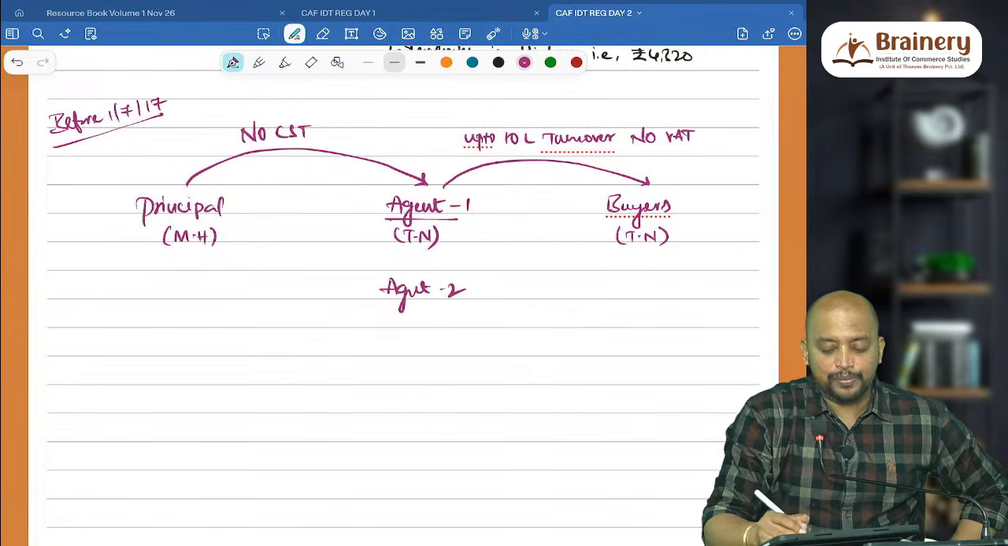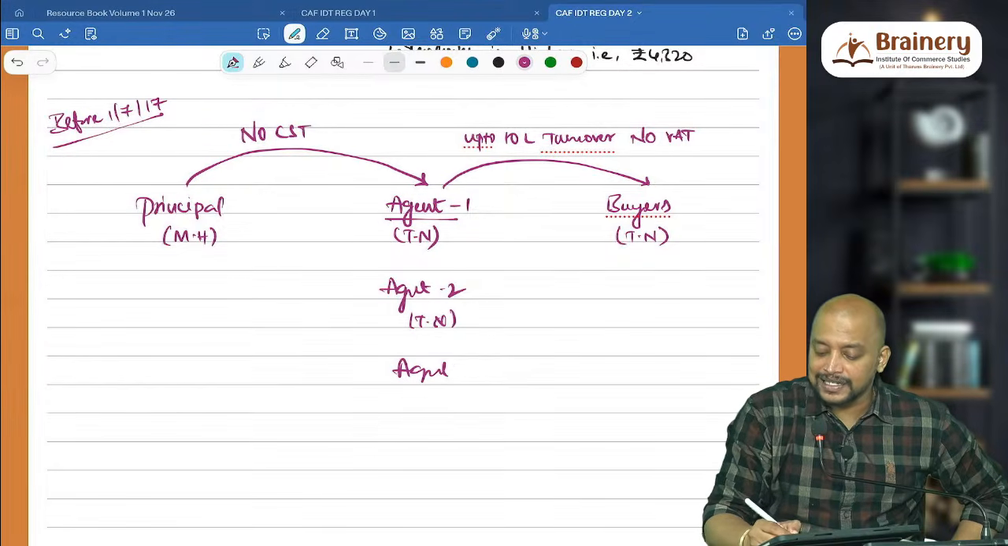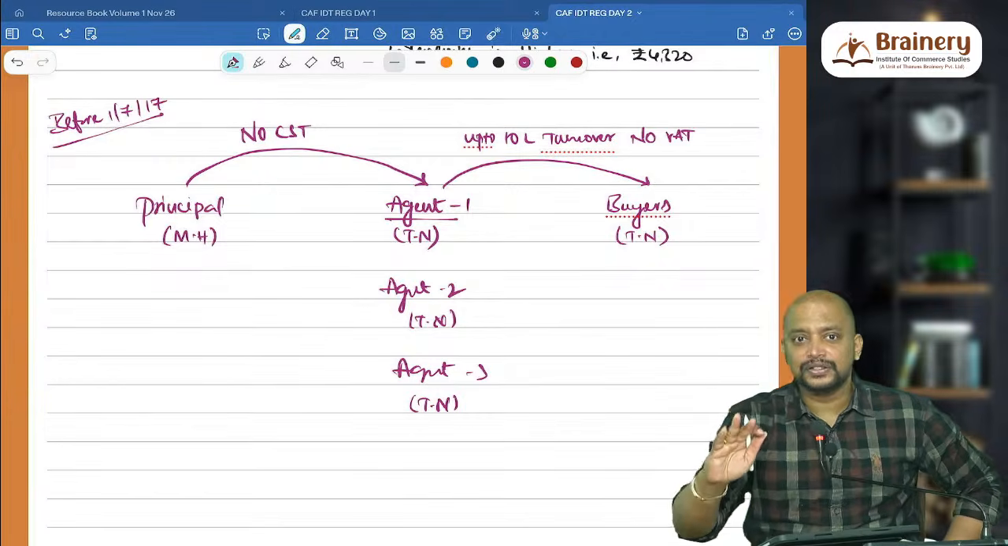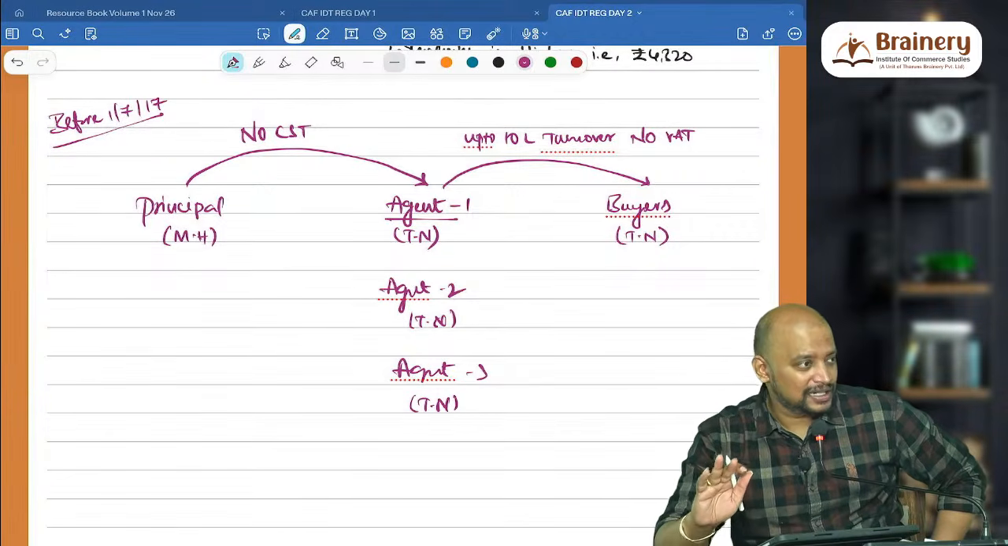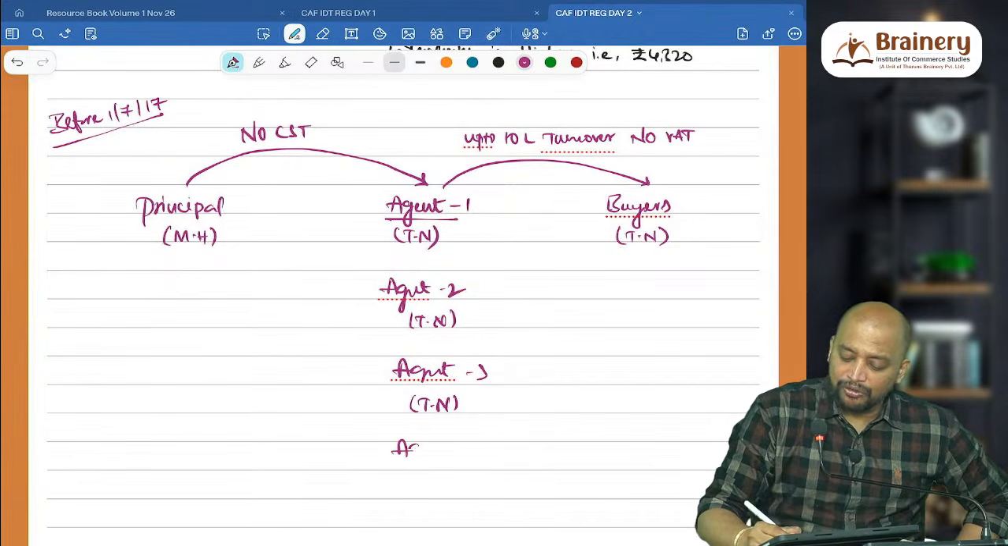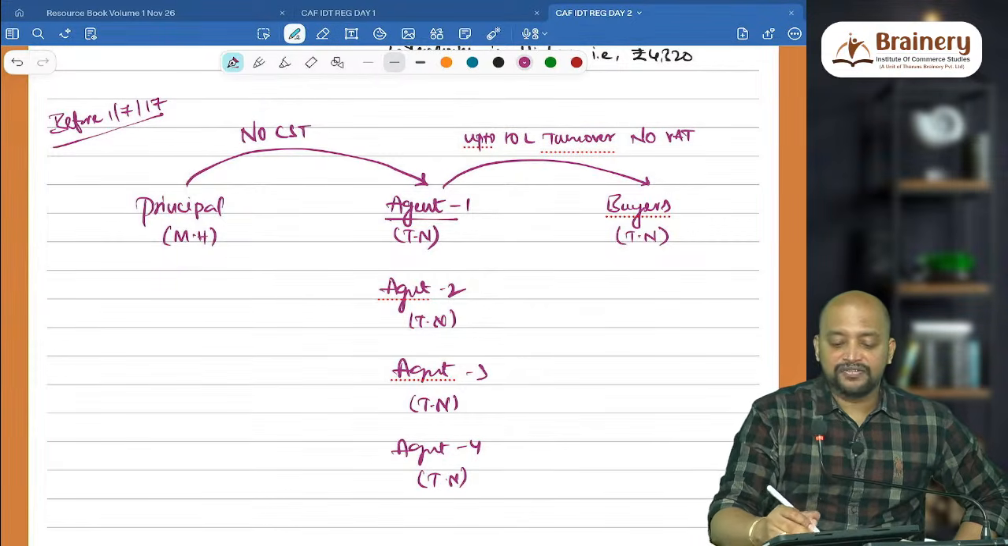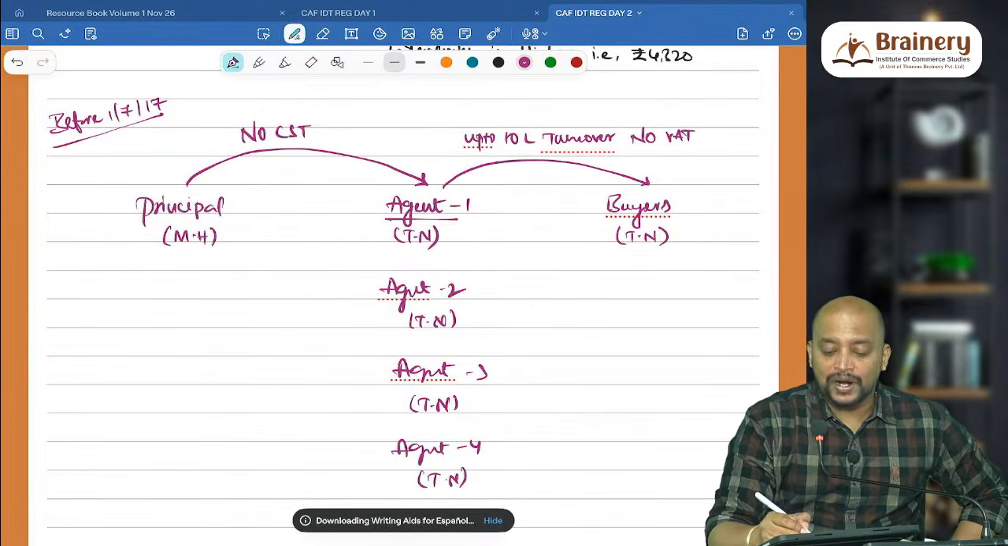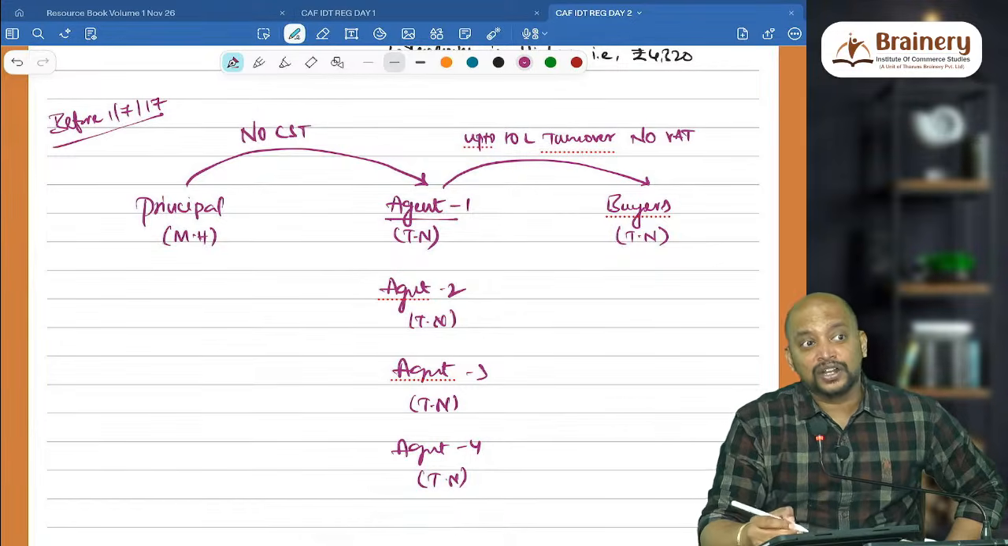Agent 2, they will appoint another agent. Okay. Then agent 3, 30 lakhs escaped. You understood? Clear? And agent 4, 40 lakhs has escaped. First for one state, one agent. Then one district, one agent. Then one town, one agent.